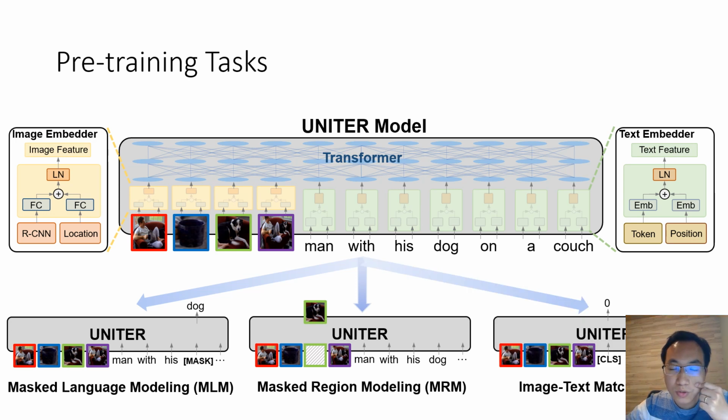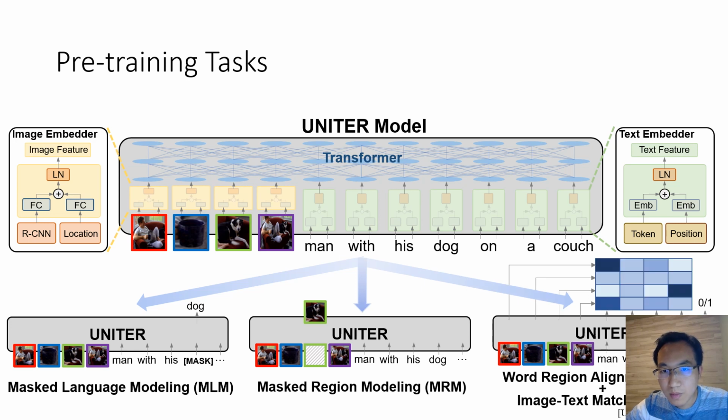We will also do the so-called image-text matching. That is, during pre-training, we sample positive or negative pairs of the image and the text, and then we let the UNITER model predict whether they are paired or not. In UNITER, there's also a specific pre-training loss called word region alignment, implemented by optimal transport.